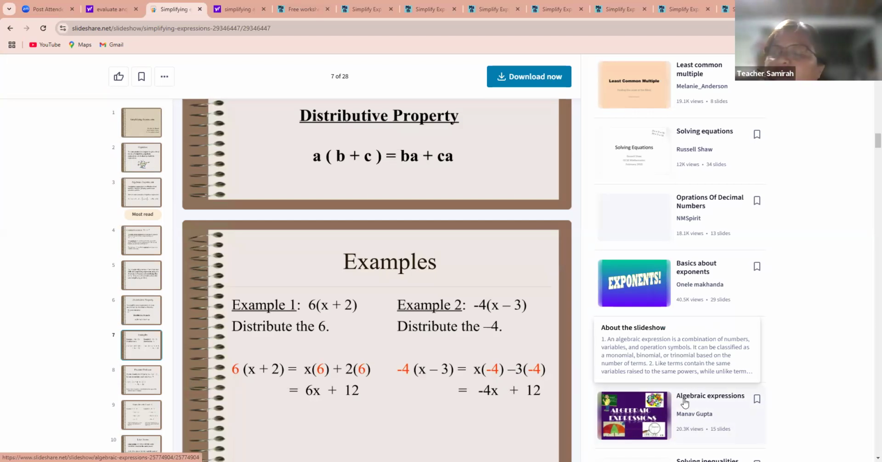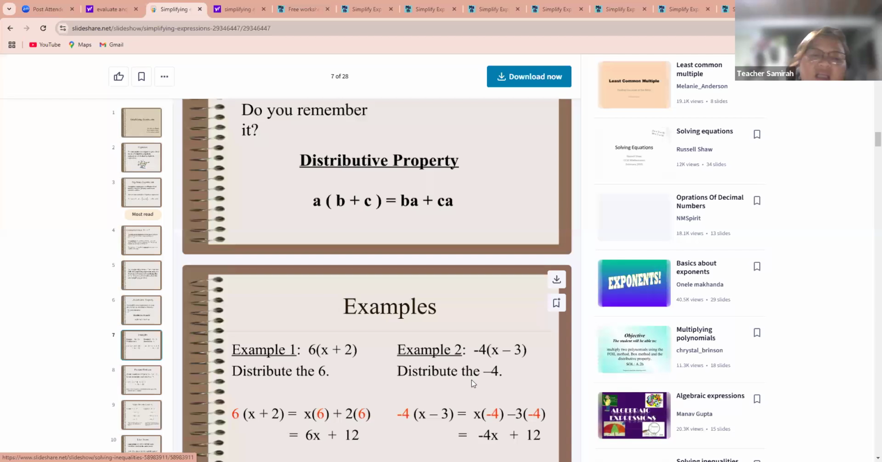Positive times positive will also give us positive. Negative times positive would give us negative. And positive times negative would also give us negative.